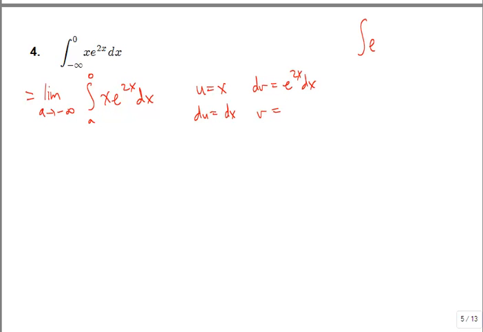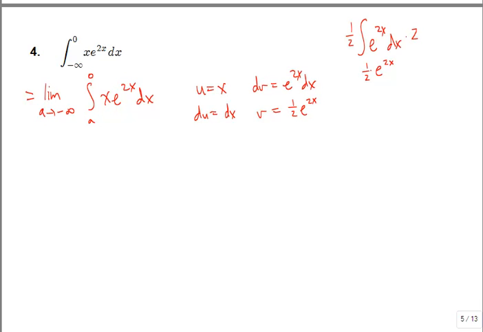In order to integrate e to the 2x dx, notice that that is e to the stuff. And in order to integrate e to the stuff, you need to have stuff prime present. And the derivative of 2x wants to be a 2. So we would need to have a 2 inside the integral, so we have to counterbalance by a 1/2. And the integral of e to the stuff is just e to the stuff. So this will be e to the 2x back again times that counterbalancing 1/2. So v is going to be 1/2 e to the 2x.